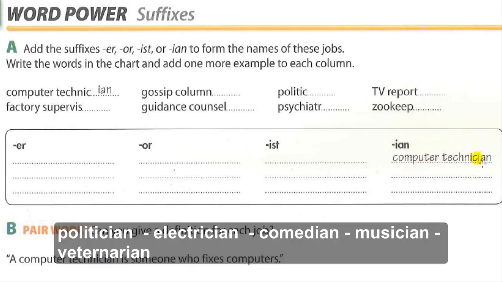IAN: computer technician, politician. Also IAN: electrician, comedian, musician, veterinarian. Vet means doctor for animals.